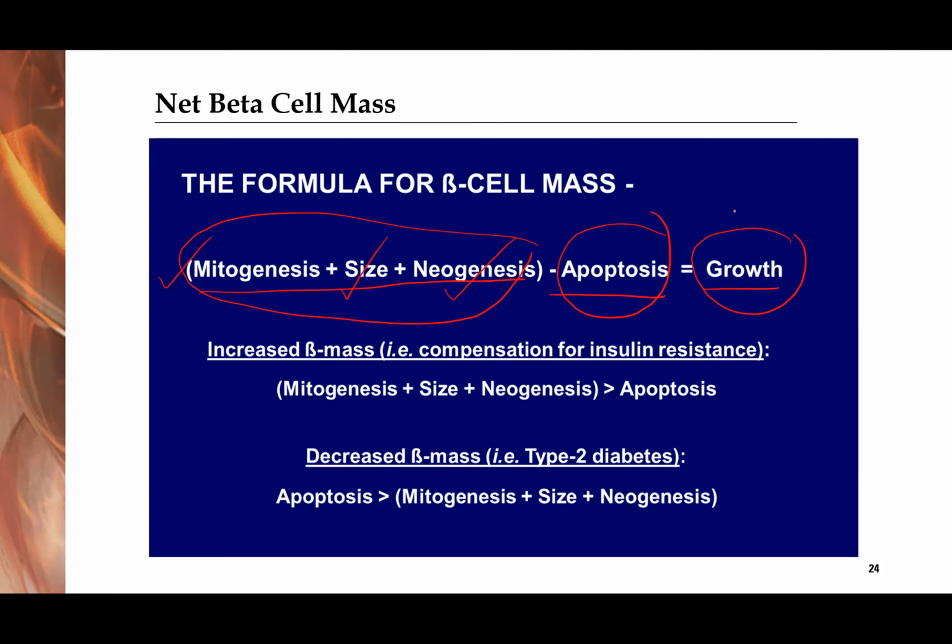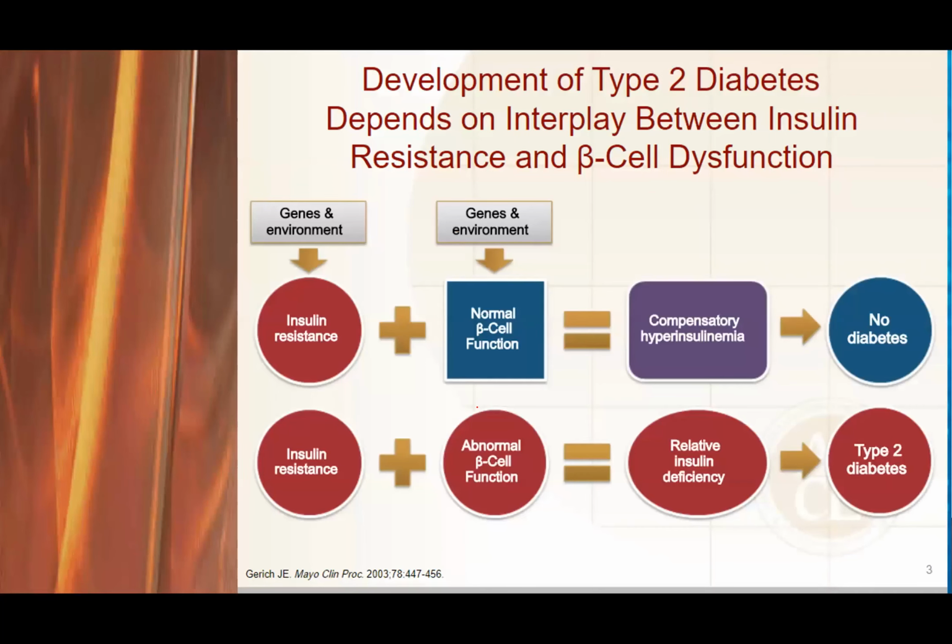If mitogenesis plus size plus neogenesis is more than the apoptosis, it is taken care of. Otherwise, if my apoptosis is more than the formation, then there is a decrease in the beta cell mass, which leads to type 2 diabetes. This is a very tricky balance between the harmonious maintenance of beta cell mass normally and decreased beta cell mass.